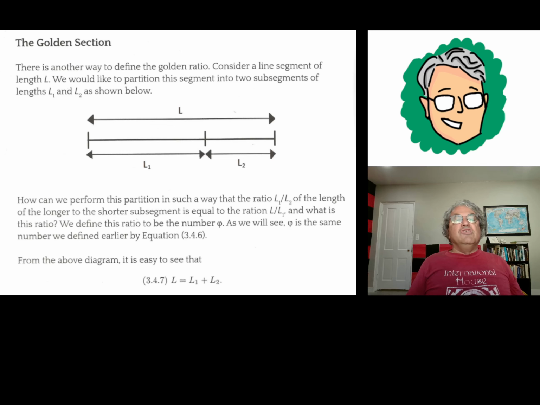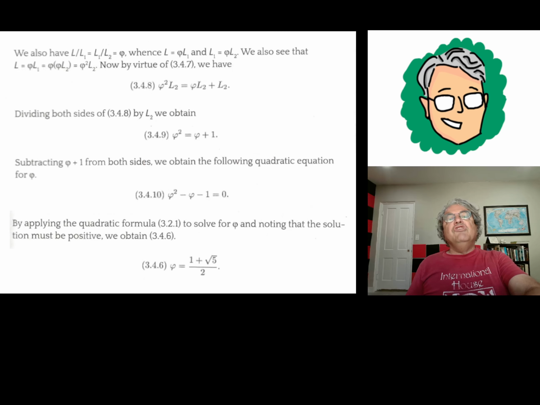And so if we call the whole length L, and say we call the length of the large piece L1 and the length of the small piece L2, then we want L to equal L1 plus L2, but we also want the ratio L over L1 to equal L1 over L2. And we can call that ratio phi, the golden ratio. That's how we're defining phi. Now we can calculate phi based on this definition. We just write everything in terms of L and phi.